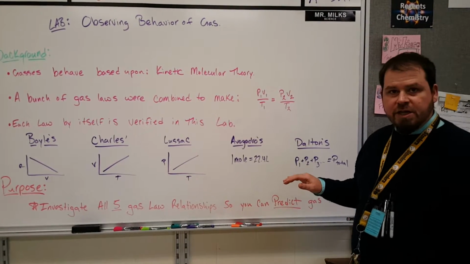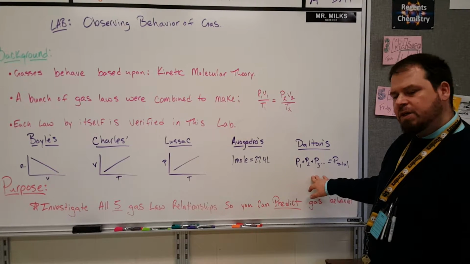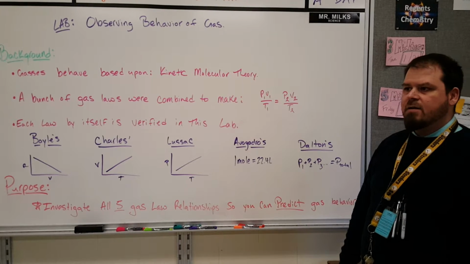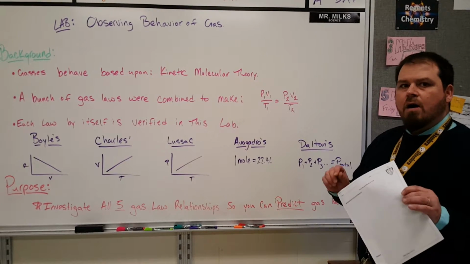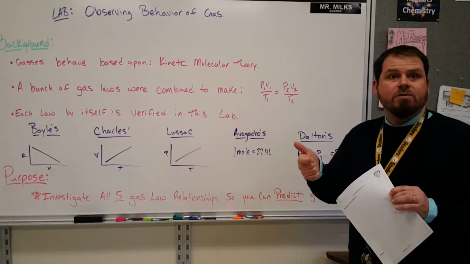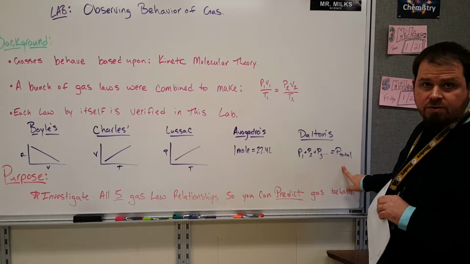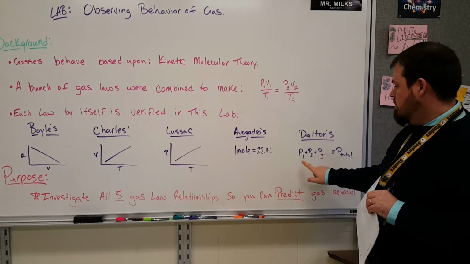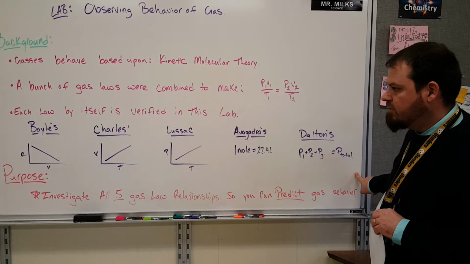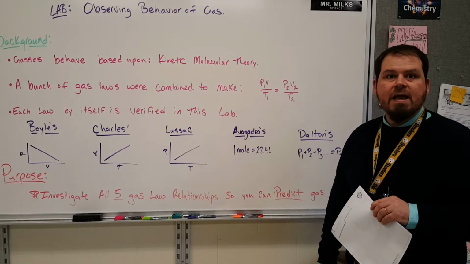There's going to be a station for each, and then there is a mini POGIL activity for each of these. Avogadro's: 1 mole is 24.4 liters, and what do we say? The number of molecules of one gas is equal if they're at the same temperature, pressure, and volume. Okay, Avogadro's law. Dalton's law of partial pressures: we haven't talked about this yet in the notes, but if I add up the partial pressures, I can get the total pressure. Simple enough.